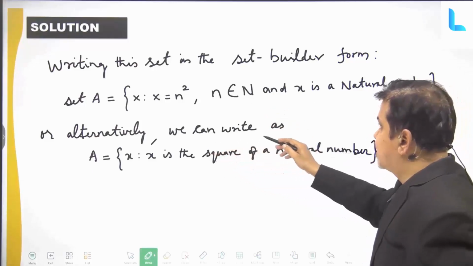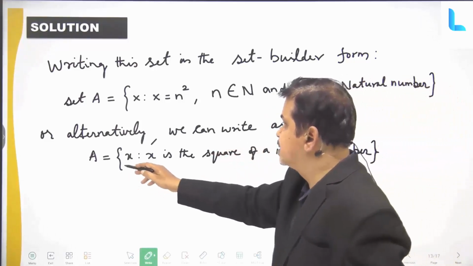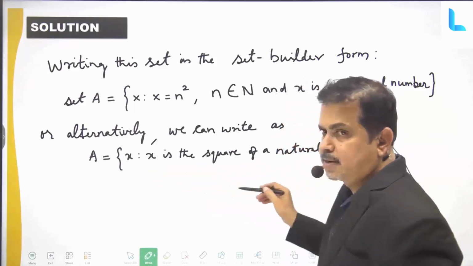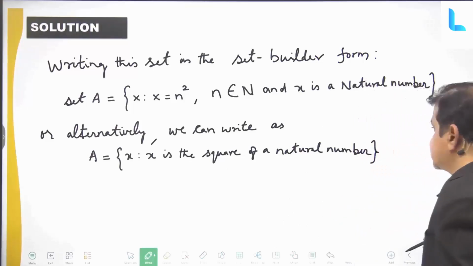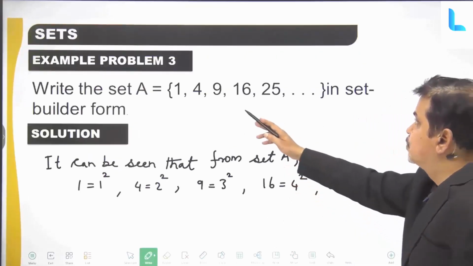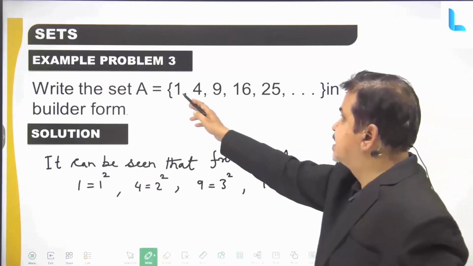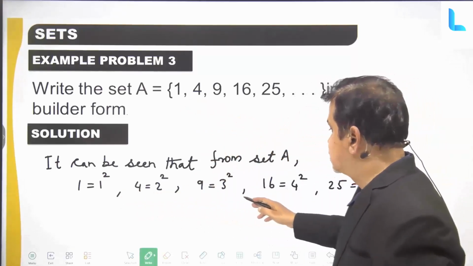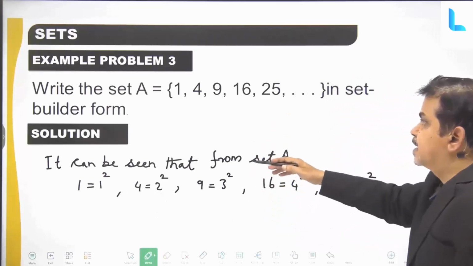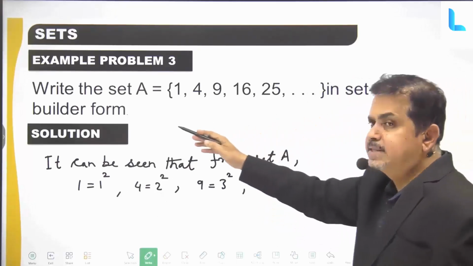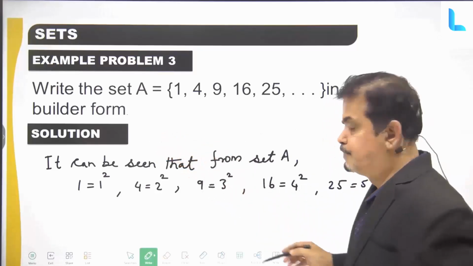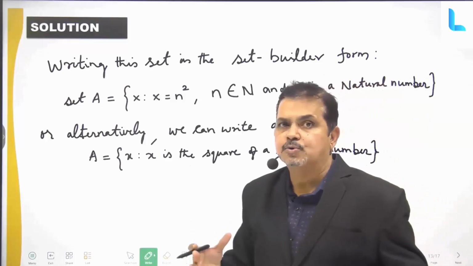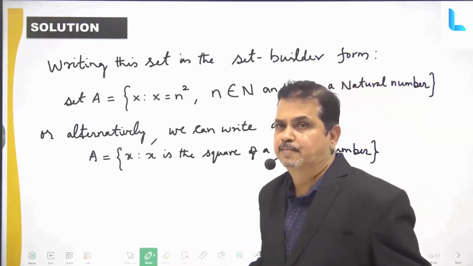Or alternatively we can write set A = {x : x is a square of a natural number}. So all these are representations of what we have written here in the set A, and the explanation can be given like this, so that you will be able to understand how it can be written in the set builder form. So I hope it is very clear for you how to write in a set builder form.